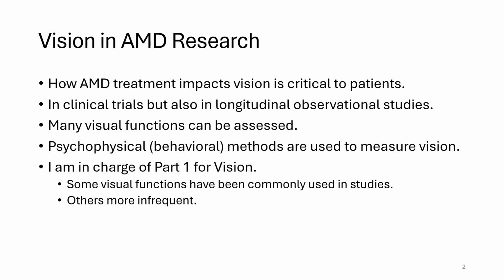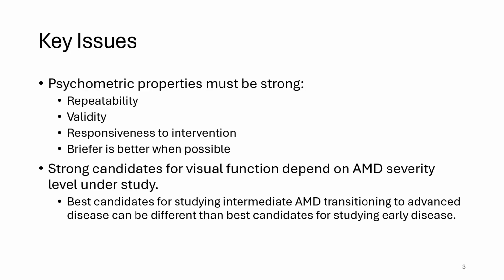Psychophysical methods or behavioral methods are used to measure vision. As you will see in reading the research literature, some visual functions have been commonly used in studies, while others are more infrequent. When selecting a visual function as an endpoint or outcome, it is important for the psychometric properties to be strong.